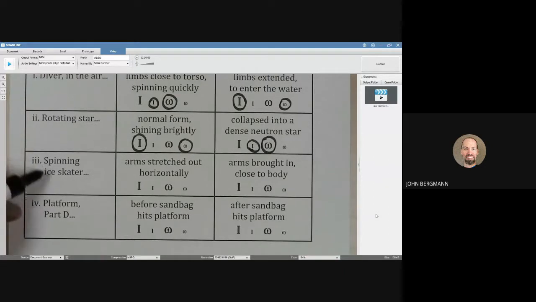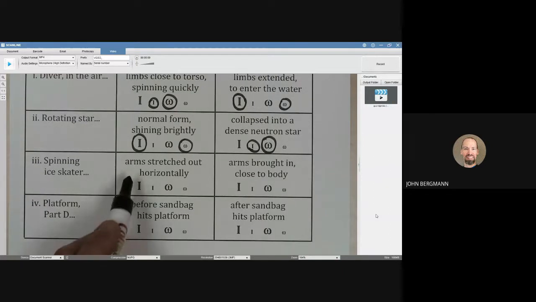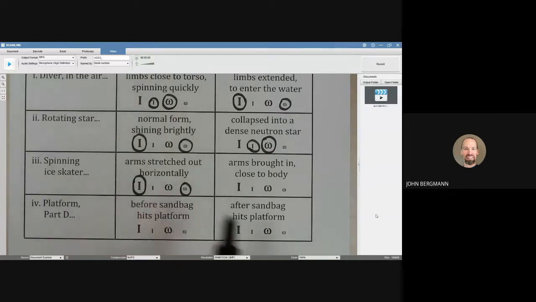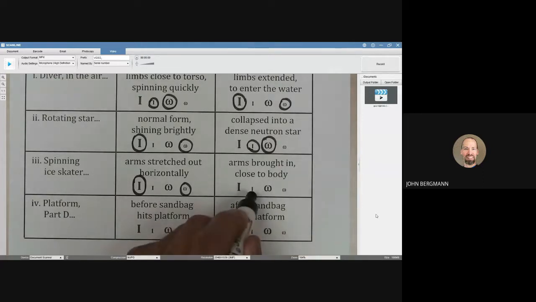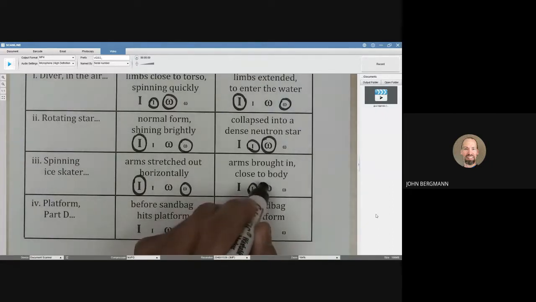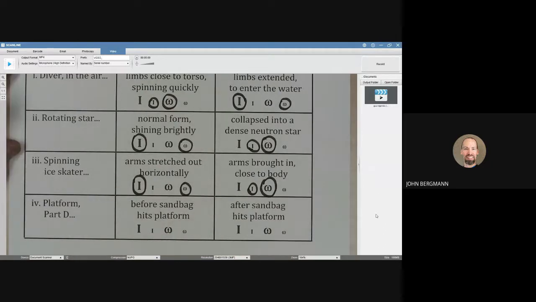Here we have a spinning ice skater. Her arms are stretched out horizontally, which means she's got a decent amount of mass that's far from the axis, a large moment of inertia. She's not spinning very quickly. Then she brings her arms close into her body, which means the mass is going to be closer to the rotational axis, which means the moment of inertia will go down, and then she starts spinning faster and faster and faster.